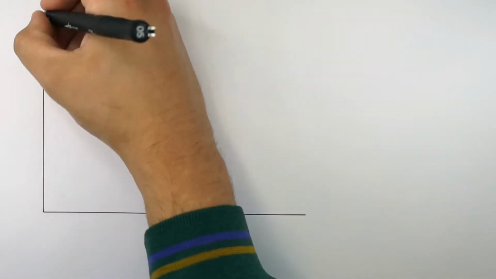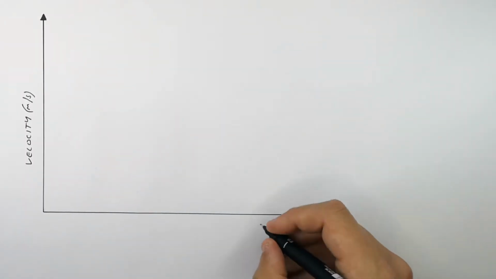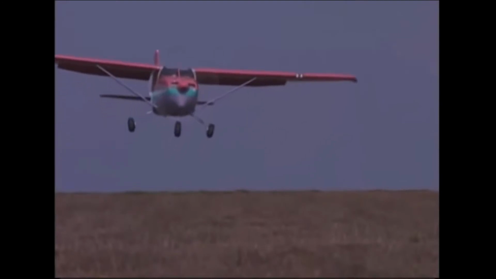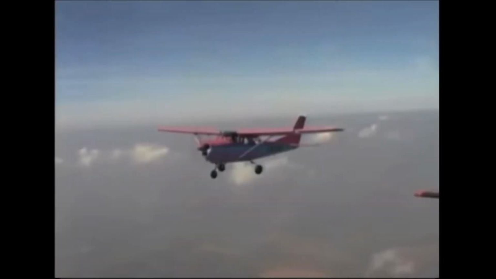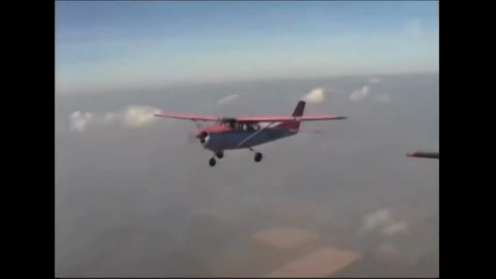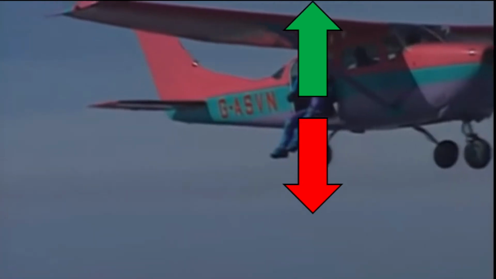This is a velocity time graph for a skydiver. I'm going to show how their velocity changes throughout their skydive. So the plane takes off with the skydiver on board. The skydiver is currently stationary on the plane itself, even though the plane is moving. So the skydiver is now sat on the edge of the plane.